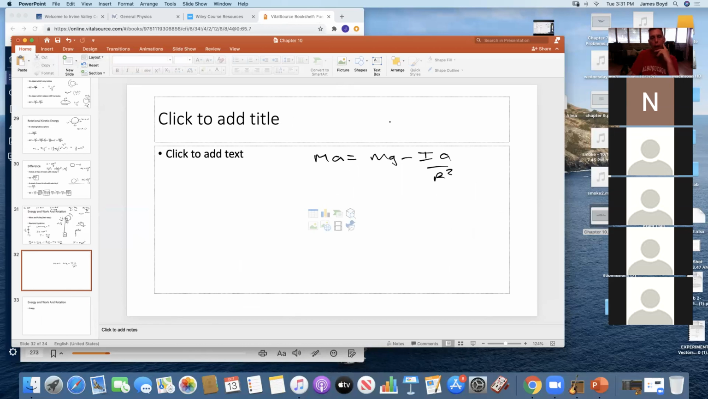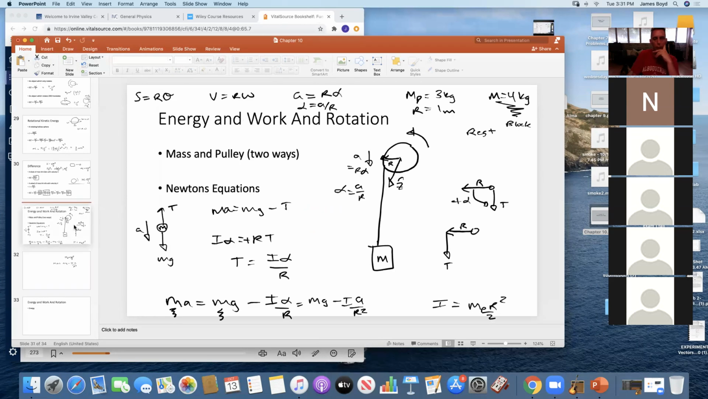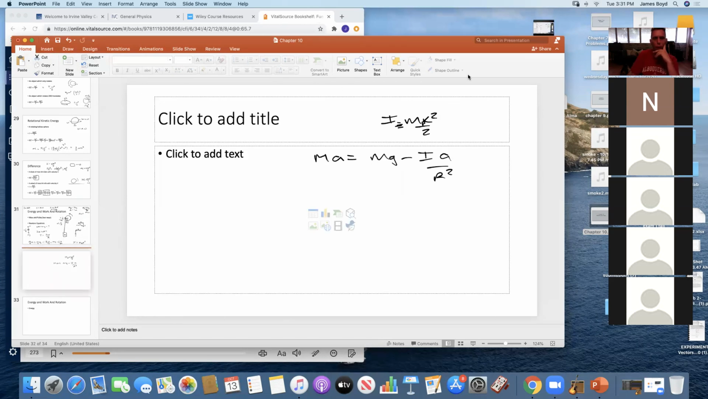But I is mr squared over 2, and this is the pulley. I'm just going to put in a number. That was 3 and 1, so this is 3 times 1 squared over 2. So I is 3/2. Do I want to do that? No, I don't. I'm going to call it mass of pulley. So MA is equal to mg minus mass of pulley times R squared over 2 times A over R squared.